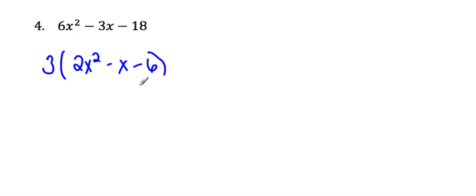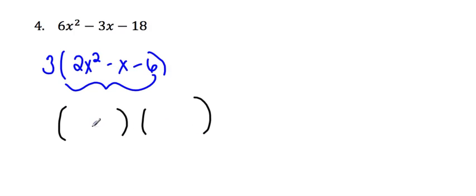Now I have to take the parentheses and factor just this piece. This is what I'm concentrating on. Since this has an x squared, I know that it's going to factor into two binomials. So 2x squared would be 2x and x. And then I have to get a negative 6. I have some options here: 1 times 6 and 2 times 3. Now to get a negative, I'm going to have to put a positive and a negative in the parentheses.